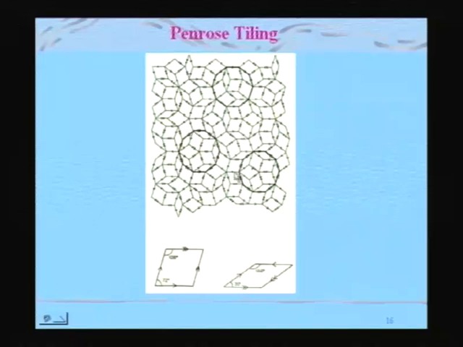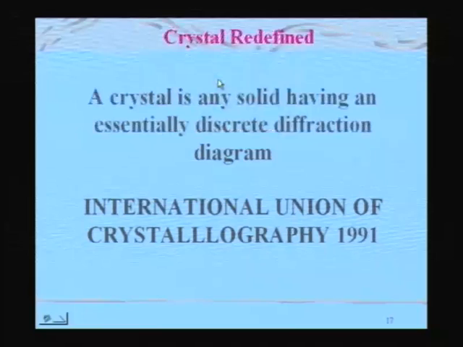And one can take this kind of tiles and tile them together with various rules and get 5-fold symmetries. These are what are called Penrose tilings, and a number of people are working on such tilings, which is all mathematics. And now finally we can come to the definition of a crystal, which has been modified in 1991, where they say any solid having an essentially discrete diffraction pattern is a crystal, just to include a quasicrystal, because all quasicrystals give you a discrete diffraction pattern, and that's how we define a crystal.